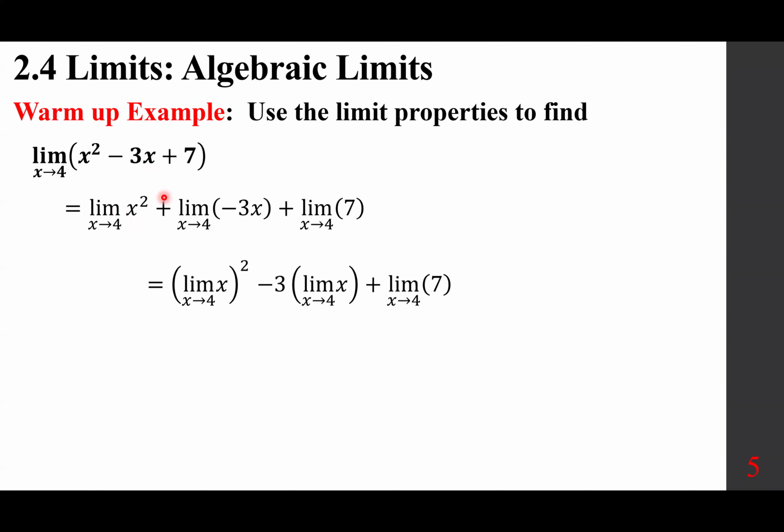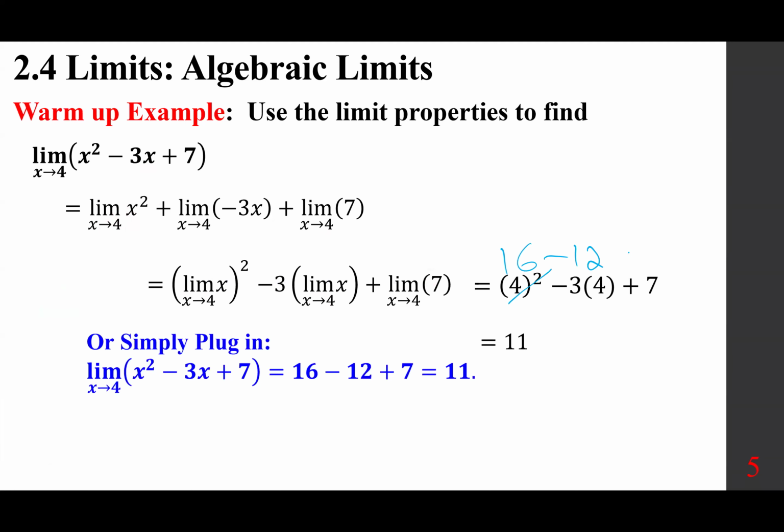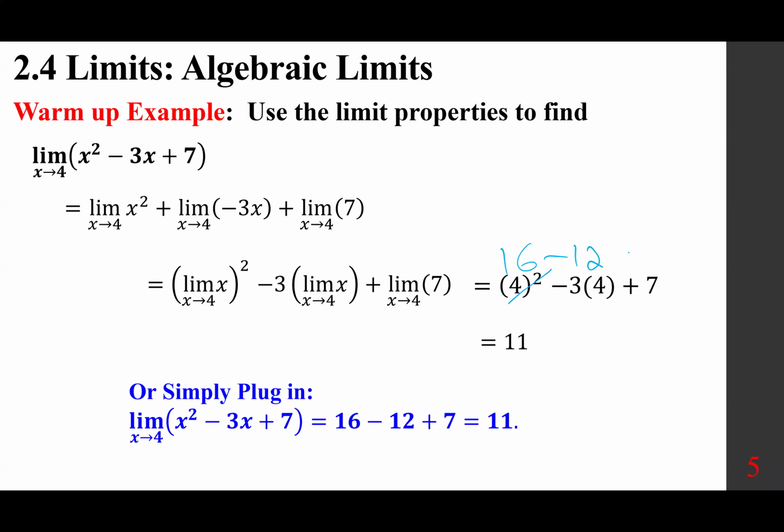And now we are ready to plug in. This becomes 4 squared, this becomes minus 3 times 4, and this is the constant. 16 minus 12 is 4, plus 7 is 11. And as I mentioned, you can simply plug in. So you get this one in essence: 4 squared minus 3 times 4 plus 7, which is 11.